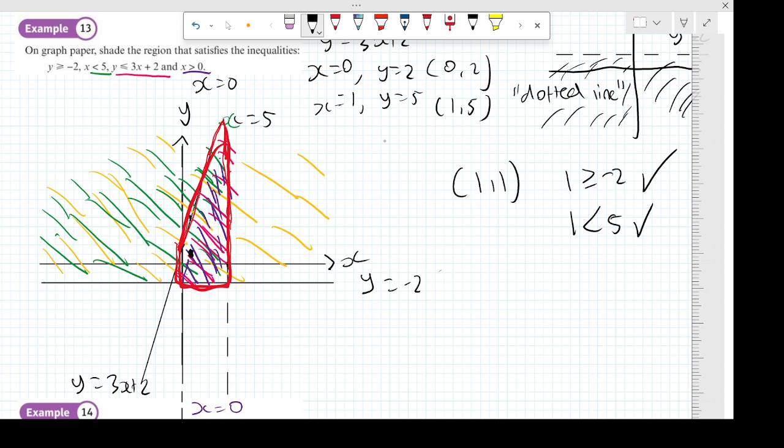1 less than 5, that is true. Then we have y, which is 1, is less than or equal to 3x plus 2, x is 1. So 3 lots of 1 is 3, add 2 is 5. 1 is indeed less than or equal to 5, yep. Then lastly, we have x is greater than 0. So 1 is greater than 0, yeah, that's true. So because all inequalities are true, then actually your region should be correct, okay? And there we are, so that's our final answer.